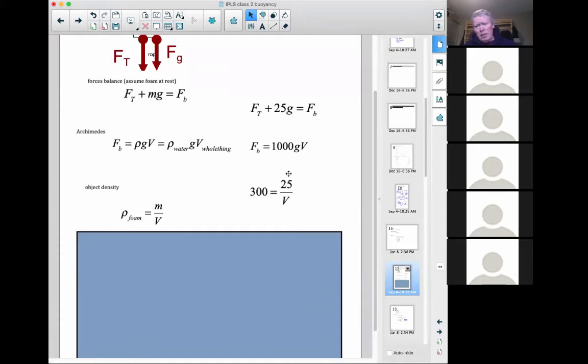So what we need now is a strategy for finding the unknown. We were asked to find tension. And once again, we're just going to solve this one first. So find the volume. Then when you've got volume, put it in here and calculate buoyancy. And when you've got buoyancy, put it in there and find tension. So that's our problem-solving approach.